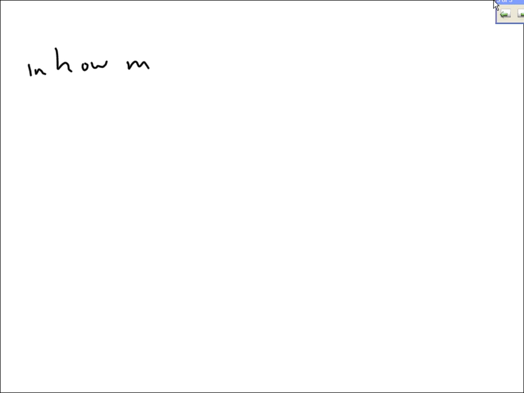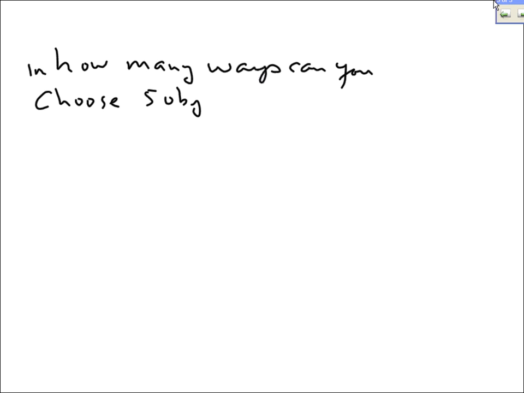In how many ways can you choose 5 objects from 5 objects?